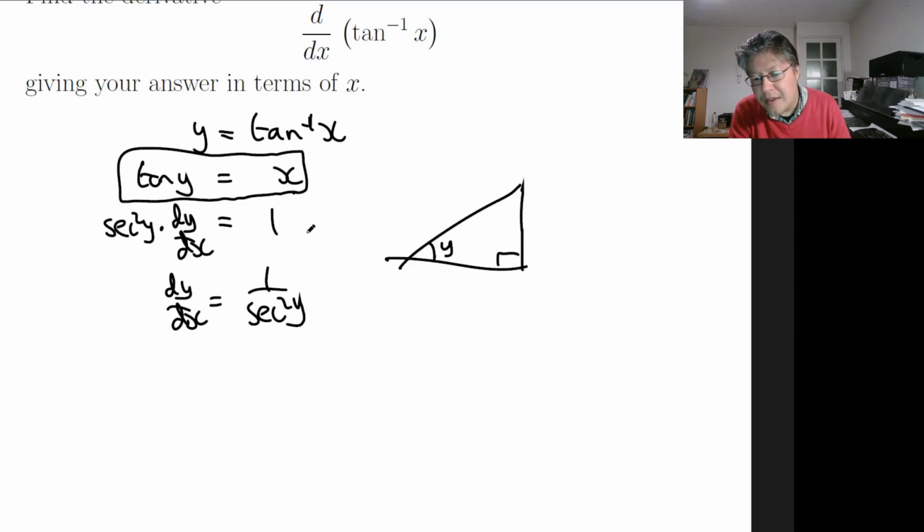And we know that, if we do SOHCAHTOA, tan is opposite over adjacent. So we can have x over 1, and make a triangle with x over 1. So opposite is x, adjacent is 1, and we can use Pythagoras' theorem to get the diagonal side. That will be the square root of 1 plus x squared. And now that we've got the triangle for tan y, we can get sec y.